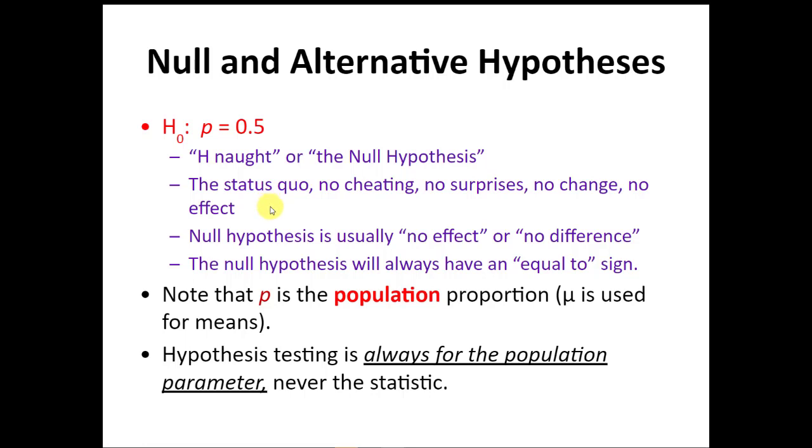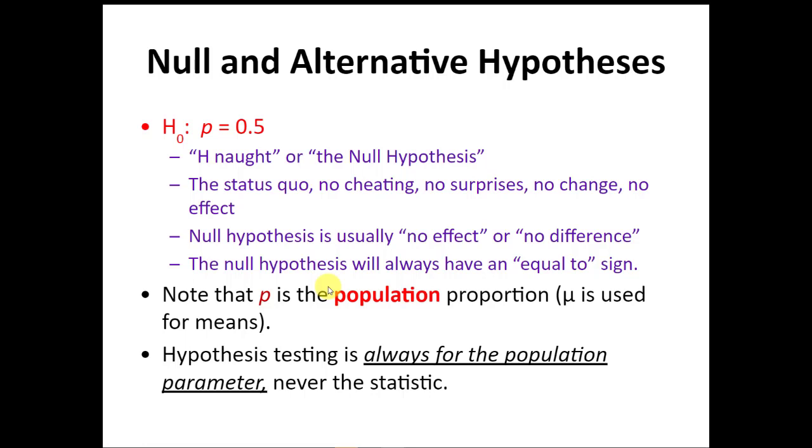The null hypothesis can also be called the hypothesis of no effect or no difference. And when writing the null hypothesis, we will always use the equal to sign. In this example, we used P because we're talking about the population proportion. If we were discussing the population mean and we were writing hypotheses with the population mean, we would use the notation of mu. I keep saying this over and over again because it's very important to remember that hypothesis testing is always about the population parameter. It's never about the sample statistic.